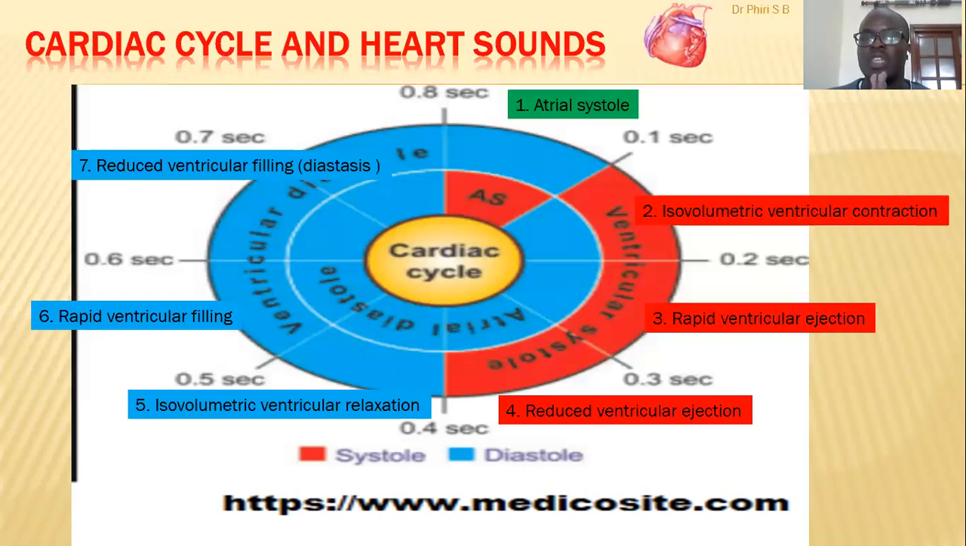Now, starting with atrial systole, where you have the starting of the cardiac cycle. Like I said, the cardiac cycle will take about 0.8 seconds on average. If you have a heart rate of about 75 beats per minute, then each cycle is taking about 0.8 seconds. So this 0.8 seconds is divided into 7 phases. The first one is the atrial systole.